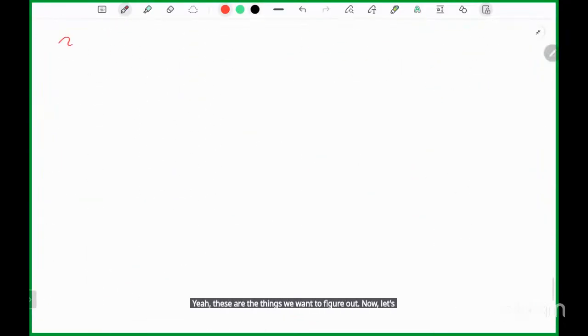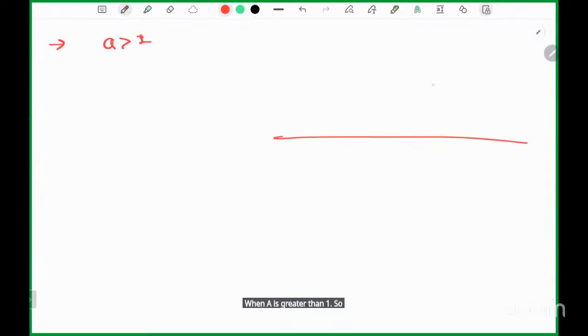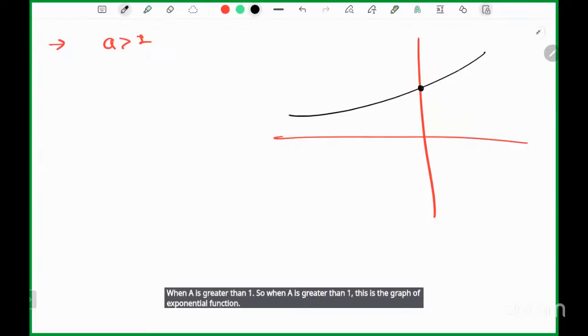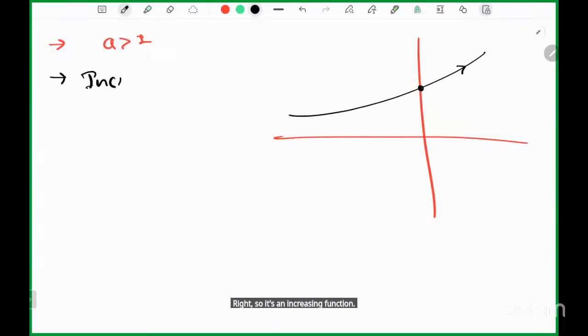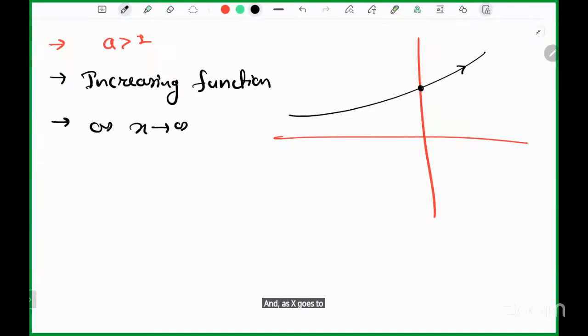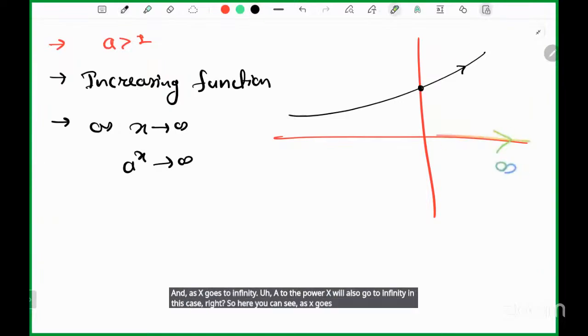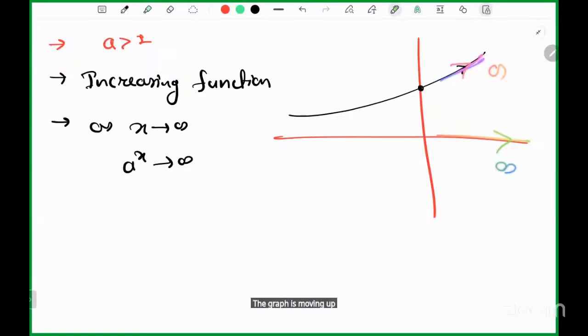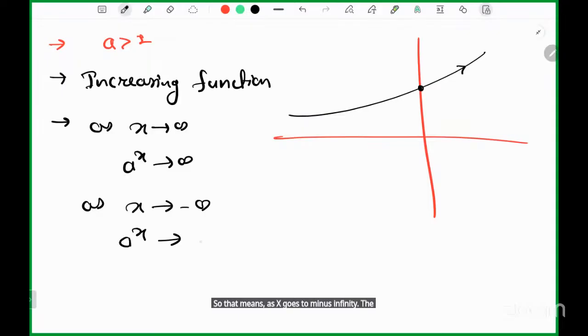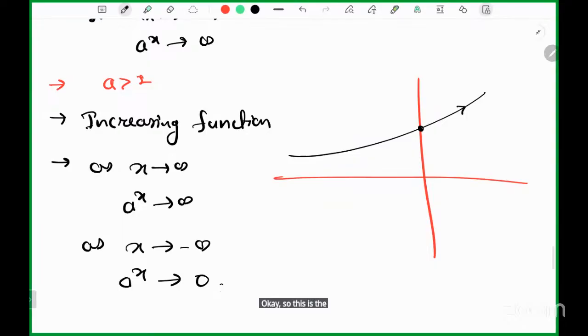Now let's consider the second case, when a is greater than 1. So when a is greater than 1, this is the graph of the exponential function, right? It's an increasing function. By the graph you can see it's increasing, and as x goes to infinity, a to the power x will also go to infinity in this case. Here you can see that as x goes to infinity in this direction, the graph is moving upward, so it's also going to infinity. But as x goes to minus infinity, this graph is approaching the x-axis, so a to the power x goes to 0. So this is the end behavior of the exponential function.